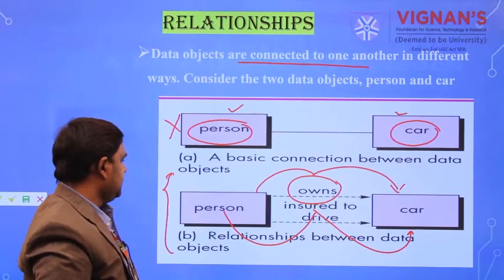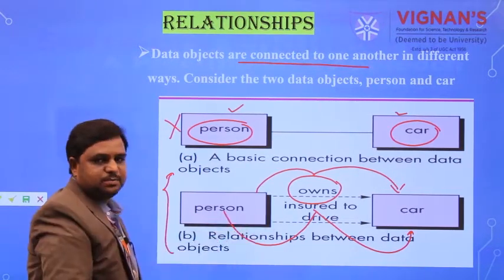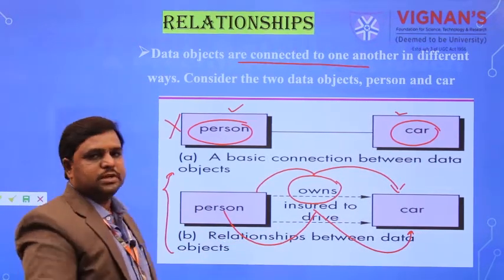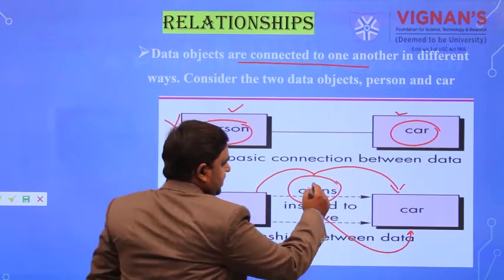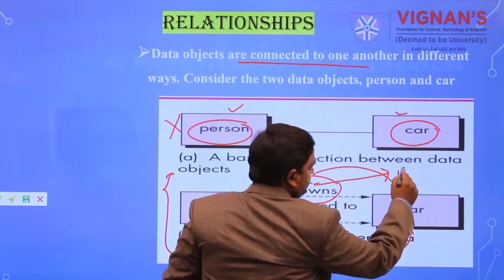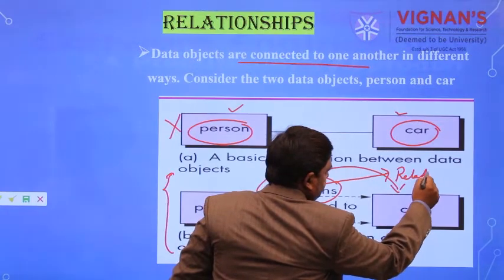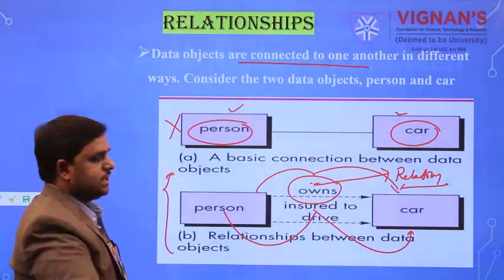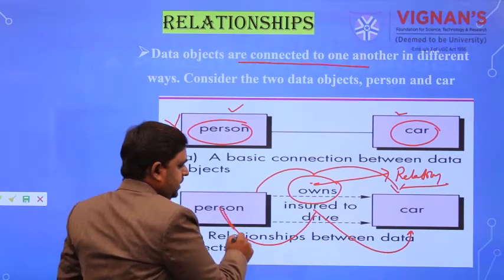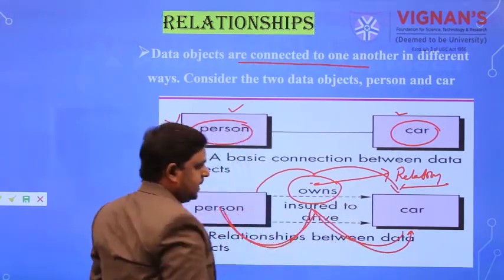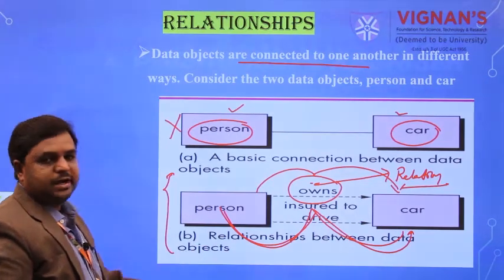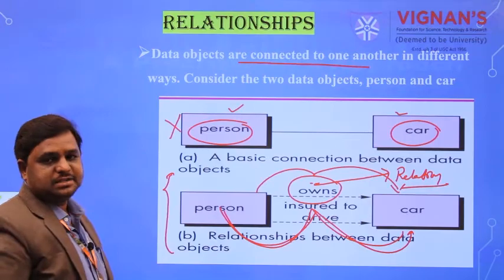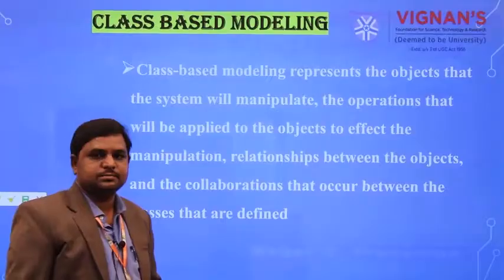If you see the next one, here we are defining the relationship between the person and car. What is the person going to do? The person is going to own the car. That is one relation. The person is going to own the car, and the person can be insured to drive the car. That is the relationship between the data objects person and car. In this way, we can represent relationships in diagrammatic form.